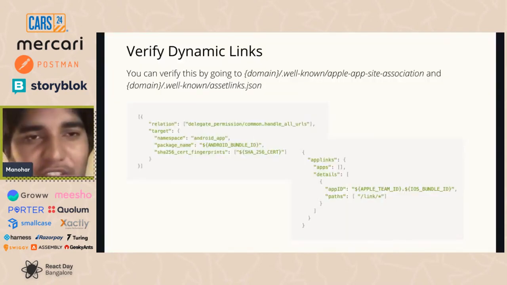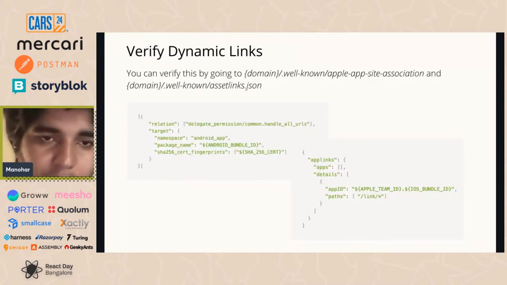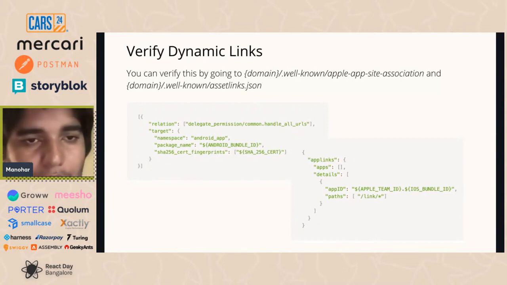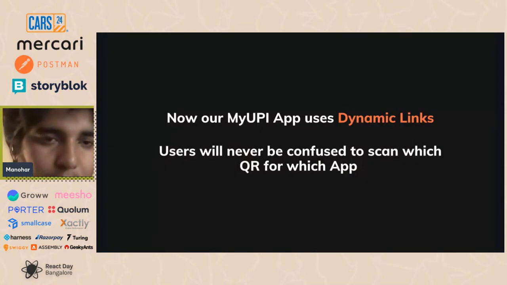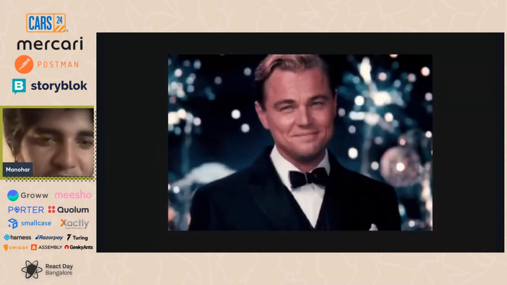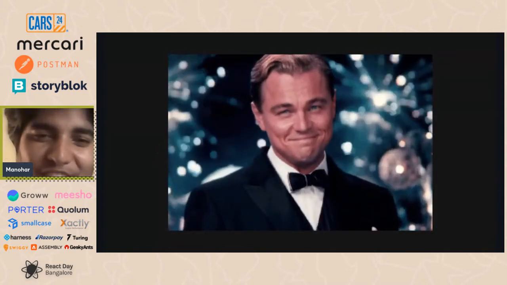Just to verify your dynamic links are working, you can go to the Apple app site association and asset links JSON pages to see whether they are working fine or not. If you get a JSON with objects similar to this, that means they are configured well in both Android and iOS. Now, how does UPI use dynamic links, and the user will be confused about which QR to scan for which app. That's it.